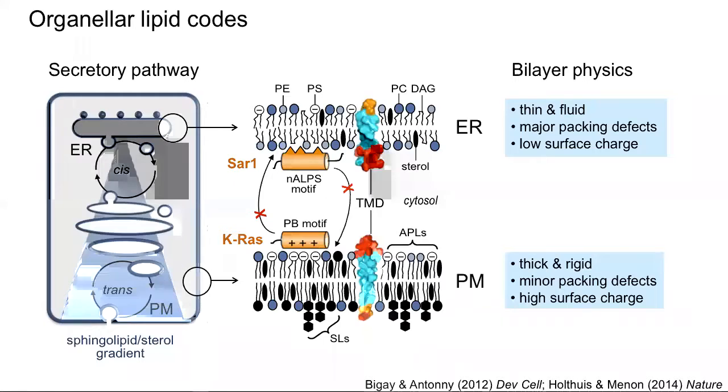Now, for instance, the lipid composition of the endoplasmic reticulum, the ER, is characterized by a low Sphingolipid and sterol content, a loose lipid packing, and a neutral cytosolic surface charge. And this is in contrast to the plasma membrane, which has a high Sphingolipid and sterol content, a tight lipid packing, and a highly negative cytosolic surface charge.